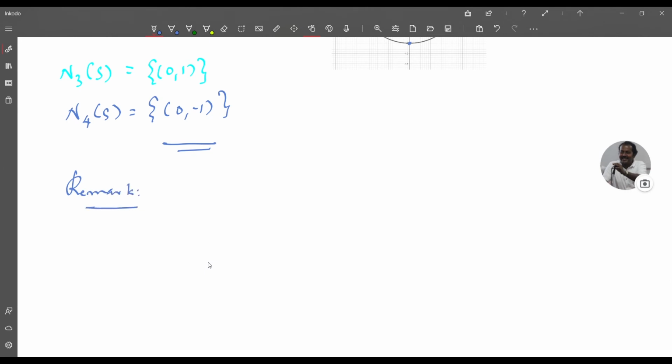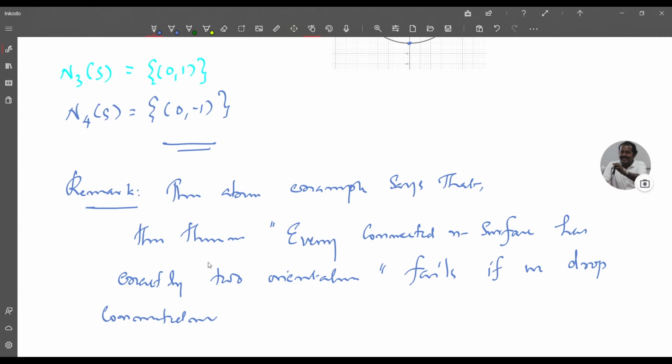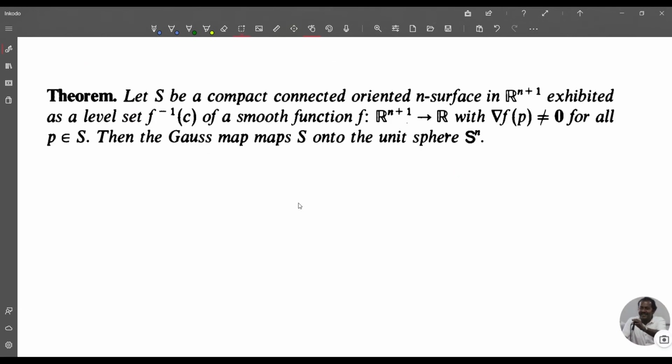The above example says that the theorem, every connected n-surface has exactly 2 orientations, fails if we drop connectedness of the surface. Now we prove this theorem.